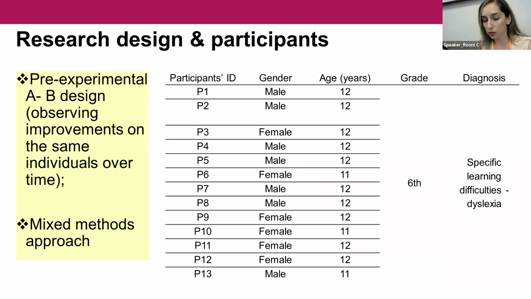So, in my research, I have adapted a pre-experimental A-B design, where A stands for the baseline assessment and B for the intervention. I observed improvements in the same individuals over time, comparing the individuals with themselves and not comparing different individuals. I also adapted a mixed methods approach, gathering both qualitative and quantitative data.